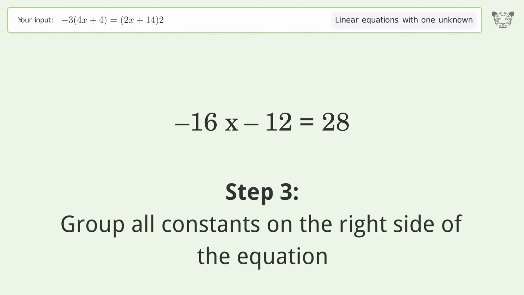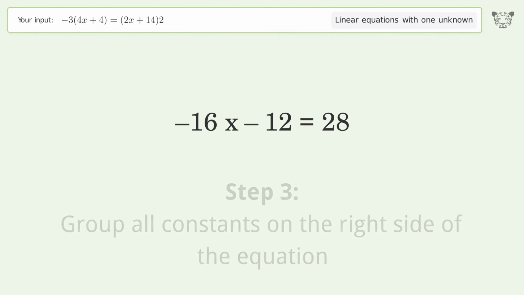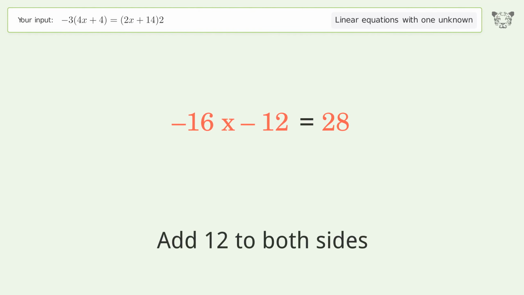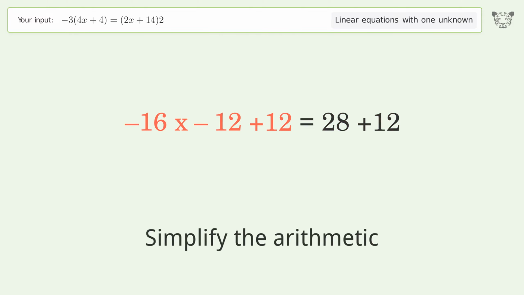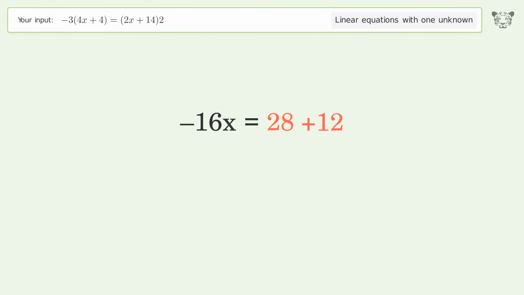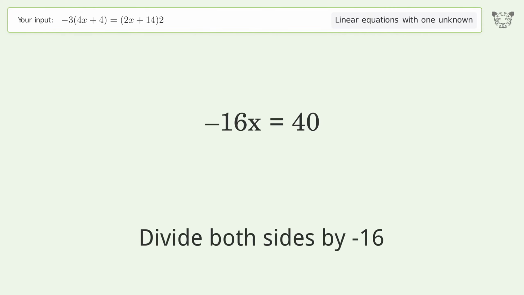Group all constants on the right side of the equation. Add 12 to both sides. Simplify the arithmetic. Isolate the x. Divide both sides by -16.